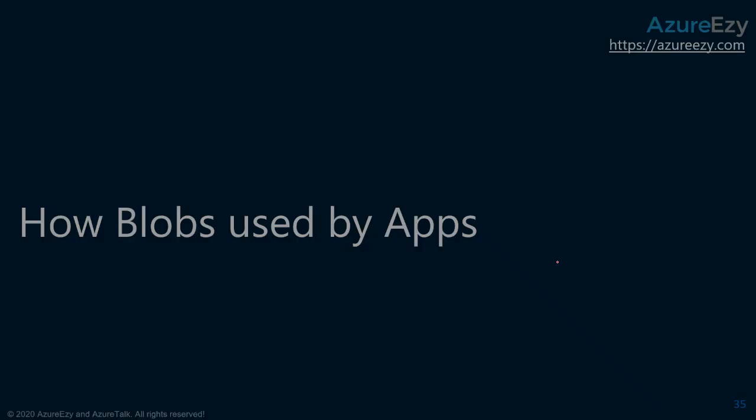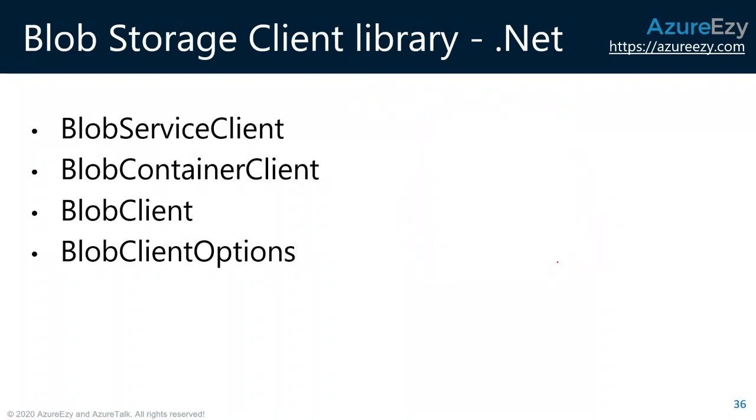Now, it's time to check some of the main classes and objects you will use to code against Azure Blob Storage. BlobServiceClient represents your Azure Storage account. Use this class to authorize access to Blob Storage using your account access keys. ContainerClient allows you to manipulate storage containers and their blobs. BlobClient allows you to manipulate storage blobs. And BlobClientOptions provides the client configuration options for connecting to Azure Blob Storage.